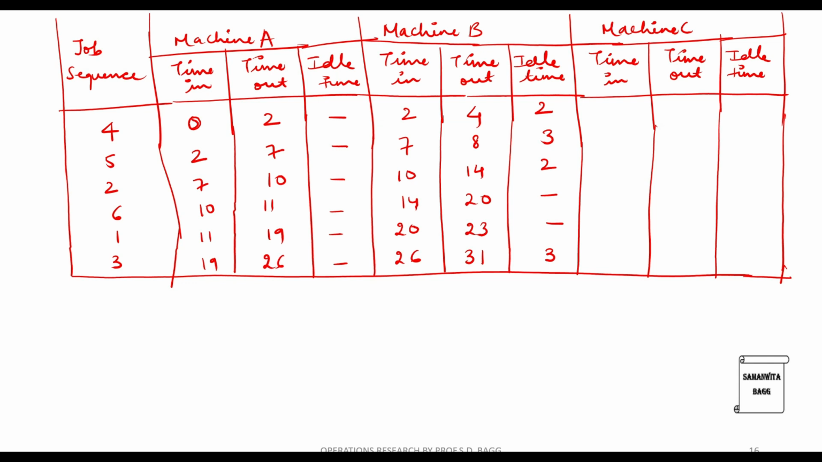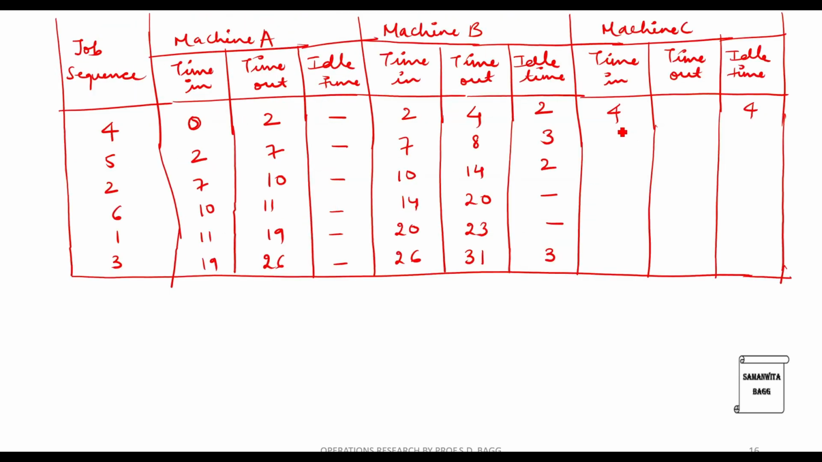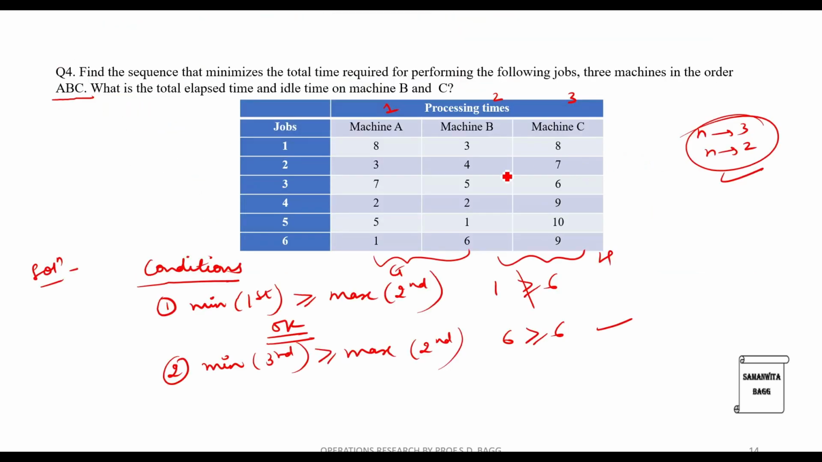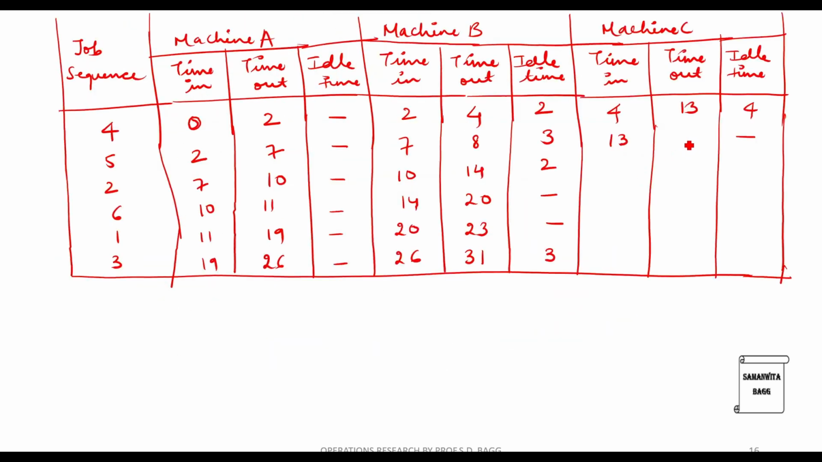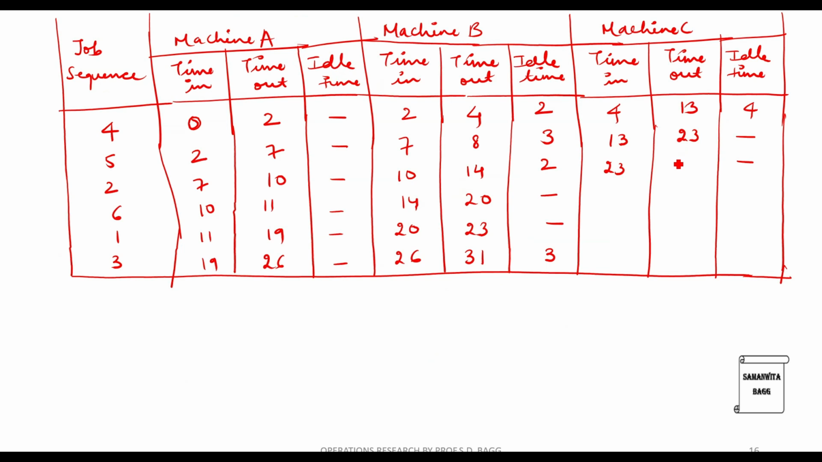Then we'll have machine C. So this will start at 4. So there is an idle time of 4. Then the fourth job on C, the timing is 9. So this becomes 13. This is 13 and this is 8. So it will start at 13. No idle time. 5 on C is 10. So this becomes 23. This is starting at 23. No idle time. 2 on machine C is 7. So this becomes 30, 30, 20. So this will be 30.